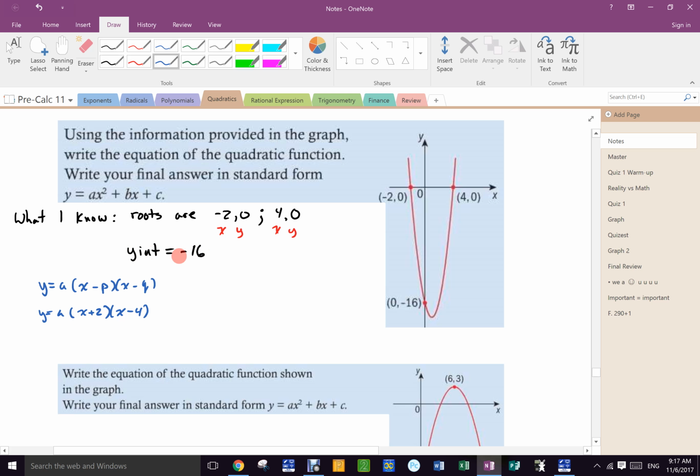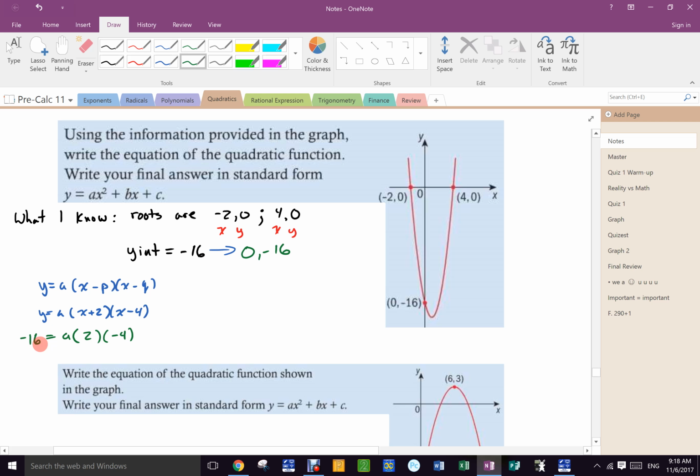Will this guy? Sure he will, because this guy has a coordinate, doesn't he? What is his coordinate? 0, negative 16. Isn't that an x? Yes. So where can I put it? Everywhere there's an x. What do I write instead of x? 0. What's 0 plus 2? 2. What do I write instead of x? What's 0 minus 4? Negative 4. What do I write instead of y?